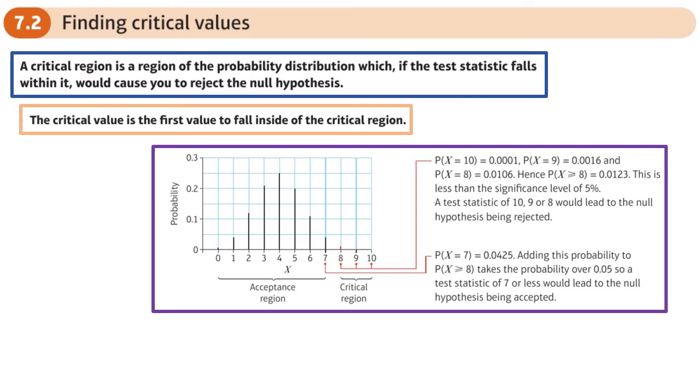This is the second section on the hypothesis testing chapter, and this is something called finding critical values. Now you'll remember that in the first section, a hypothesis test is basically about, has something gone wrong, has something changed from what we expect it to be, and the way that we decide is that we have something called a significance level.